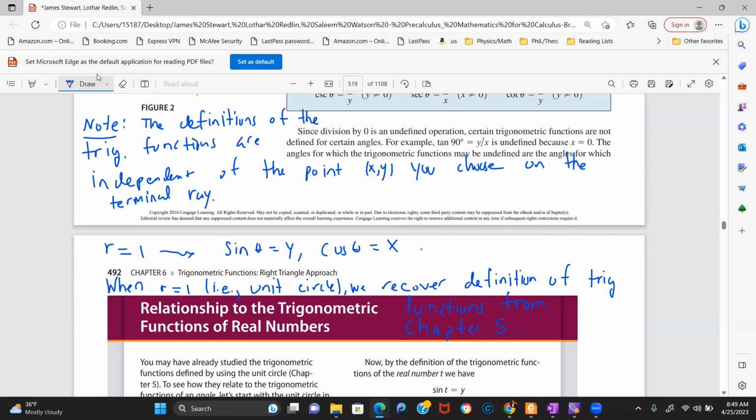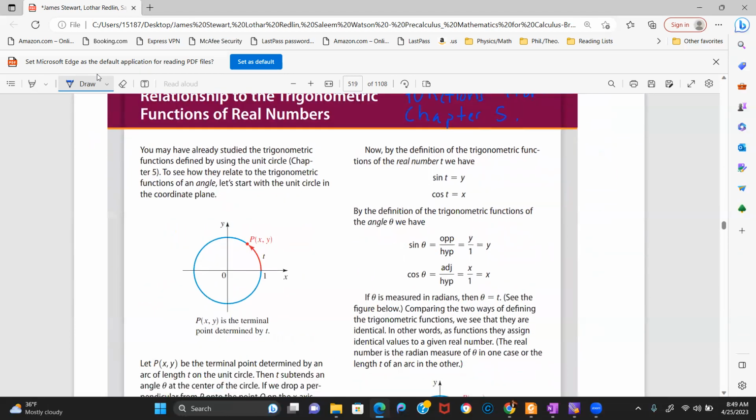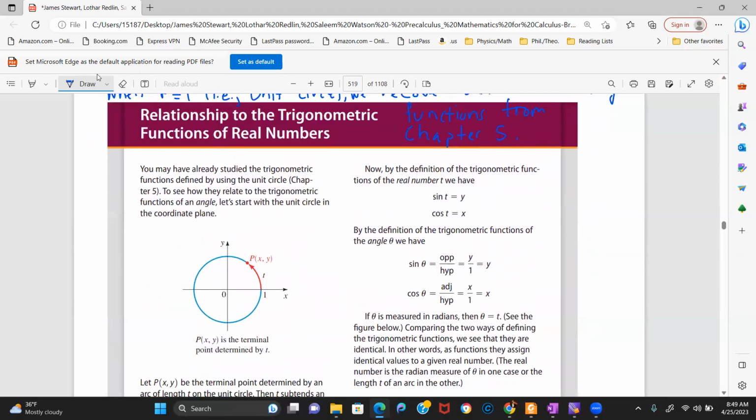And so this theta value is really just that parameter I was talking about, t. So arc length and angle are the same thing. That's the whole point. That's the key takeaway. I already studied the trig functions defined using the unit circle. You can see how they're related.